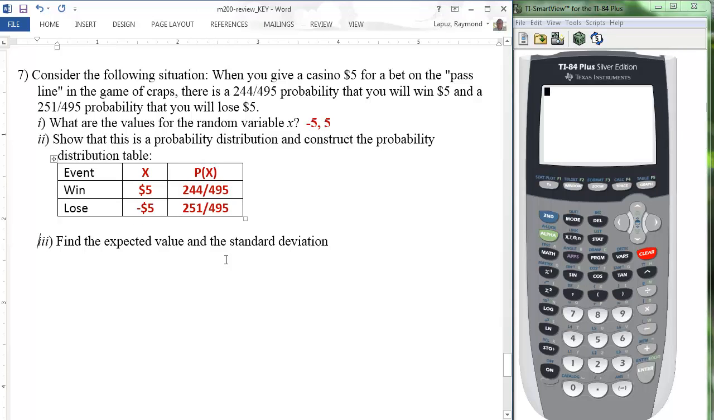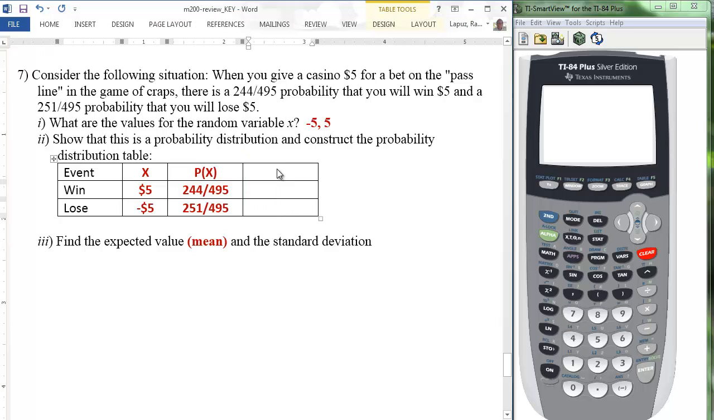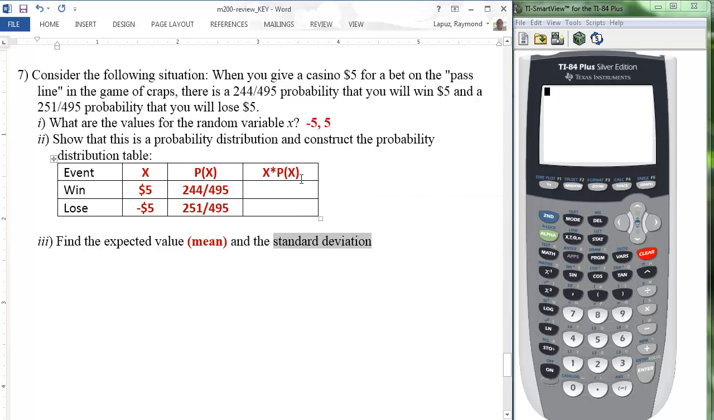Now, how to find the expected value and the standard deviation. And remember, the expected value is the same thing as the mean. So just keep that in mind. But standard deviation is standard deviation. One way to find the expected value is to add on another piece of the table here and find x times p of x, and then add them up, and the sum after you add them up will be the expected value. Finding the standard deviation is a different story. It's going to require a lot more work. So instead of doing it that way, we can just punch this into our calculator and have the calculator get it for us.